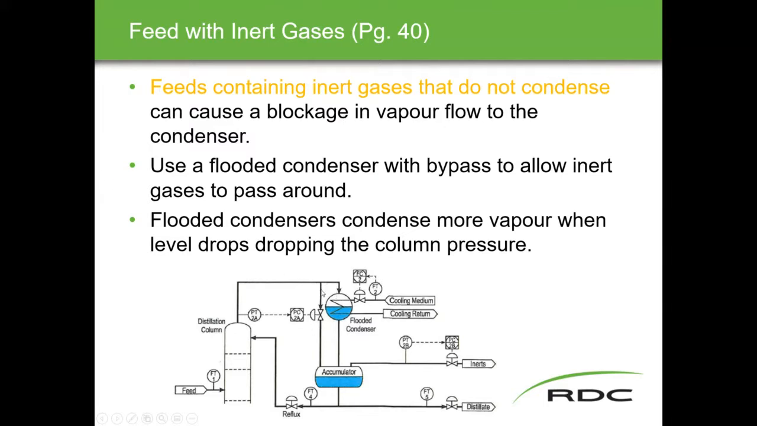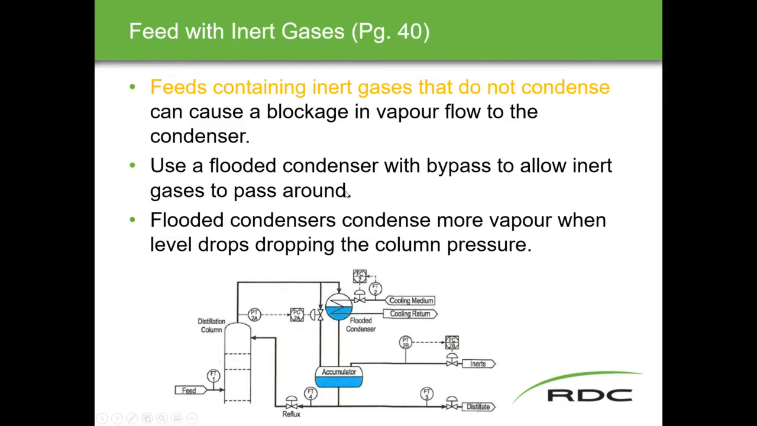How do we get over that? We use a flooded condenser with a bypass that allows inert gases to pass around. Where's that bypass? Right there. Our gas normally comes over to the condenser and goes down to the accumulator and then back into our system. Here, with our flooded condenser, which has liquid in it, and it doesn't usually have liquid in it, here's our bypass. Flooded condensers condense more vapor when the level drops, dropping the column pressure. There's a much better description, I'm pretty sure, on page 40. But that's the dirty way of dealing with inert gases in our feedstock. If they won't condense, we just bypass them, send them through there, and then they get taken off as inerts.